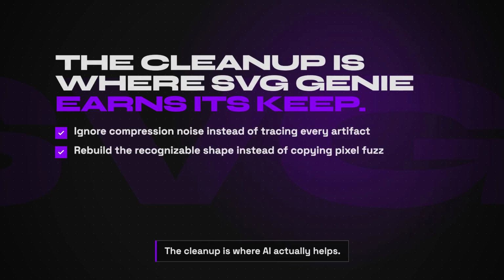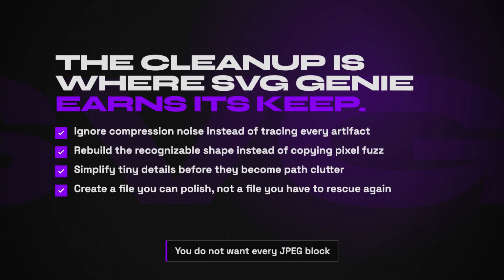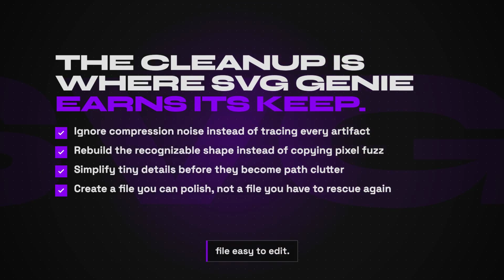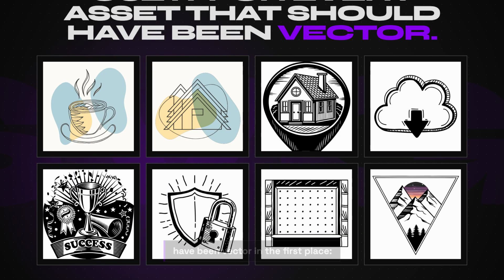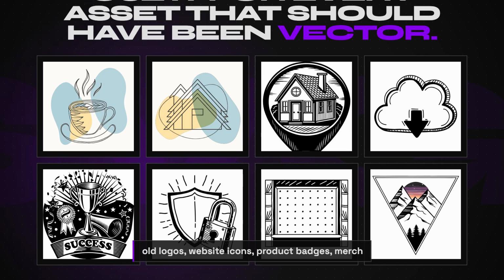The cleanup is where AI actually helps. You do not want every JPEG block turned into a path. You want the recognizable shape rebuilt cleanly. Ask SVG Genie to ignore compression noise, simplify tiny details, preserve the main silhouette, and keep the file easy to edit. Use this for every asset that should have been vector in the first place: old logos, website icons, product badges, merch graphics, simple illustrations, sticker art, app icons, social marks, event graphics, and cut file designs that need clean edges.